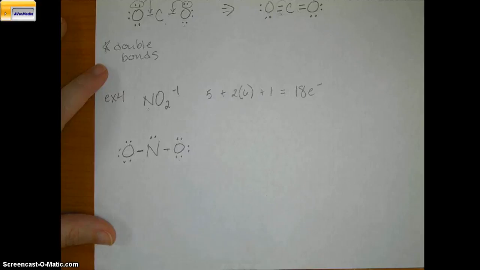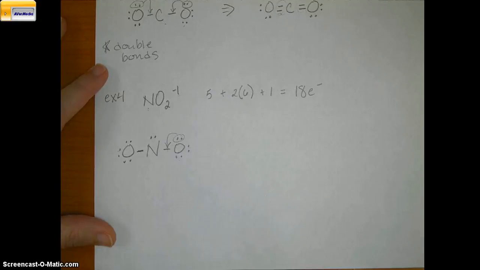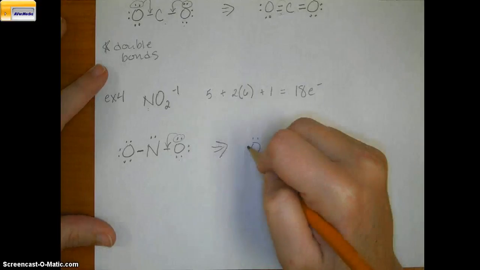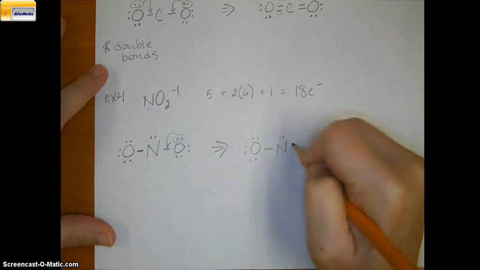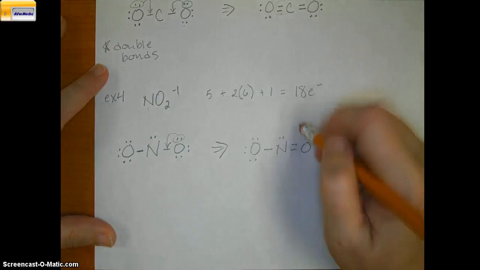We can't add any more dots, but just like before, one of the oxygens can share, and we can make a double bond with one of the oxygens. The other oxygen stays single bonded. Oh, not that one.